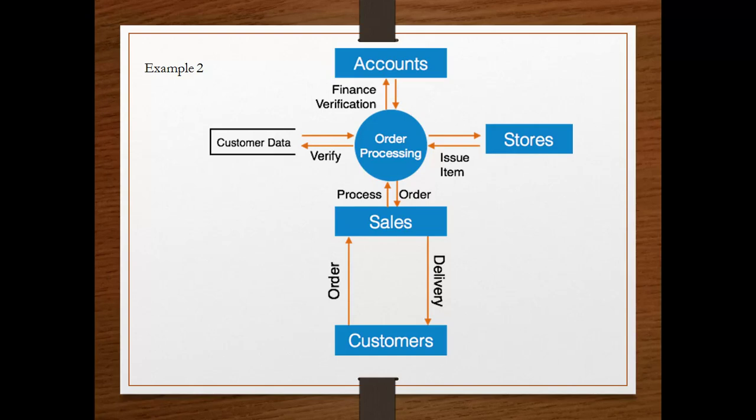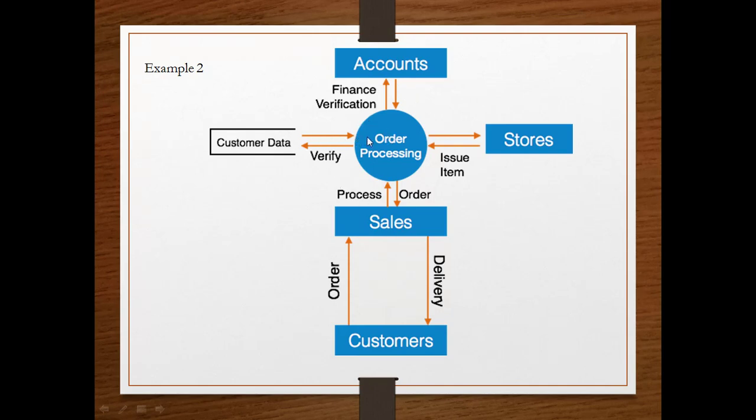Let's see another example. Like we had seen online shopping, with only two entities: customer and shopping. But now when I give the order on online shopping, there are many entities involved. First is the sales entry, then accounts, then stores. So this is order processing. They are going to process my order.